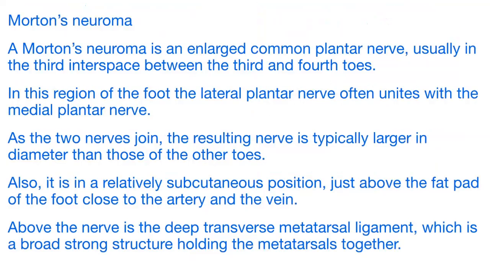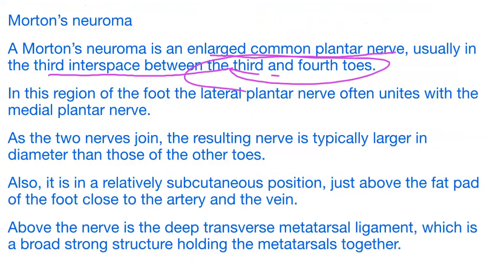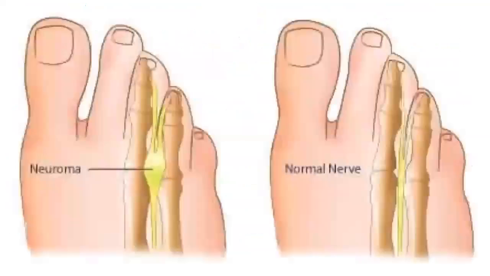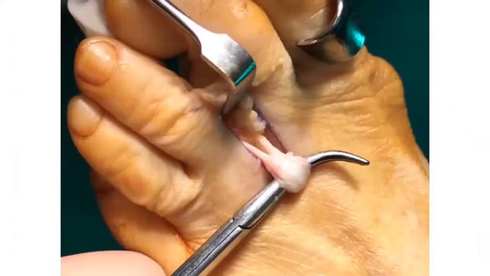Morton's neuroma is an enlarged common plantar nerve, usually in the third interspace between the third and fourth toes. Right? So, this is the normal nerve. This is the neuroma, Morton's neuroma. This is how the Morton neuroma looks.